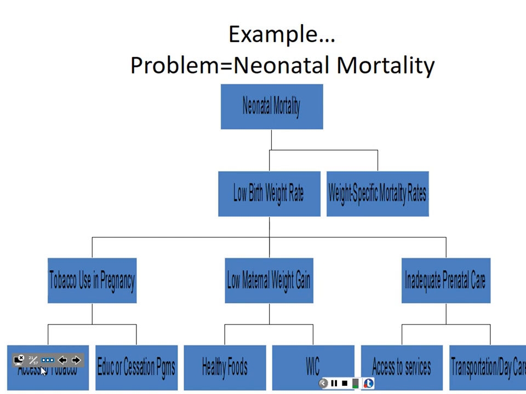Women who use tobacco or other substances during pregnancy are more likely to have preterm births and low birth weight infants. Women who start prenatal care late or receive inadequate prenatal care are also more likely to have low birth weight infants. And pregnant women who do not gain the appropriate weight during pregnancy are at risk of low birth weight. So those are then the direct contributing factors. A change in the level of those direct contributing factors will lead to a change in the level of the determinant, which in turn will lead to a change in the level of neonatal mortality.